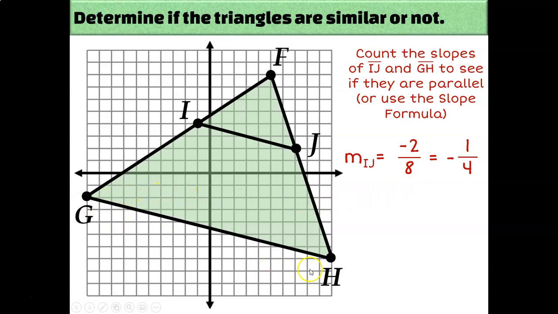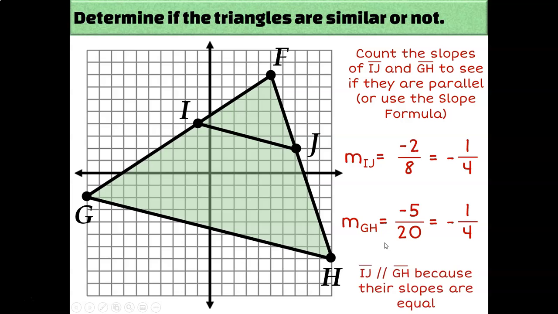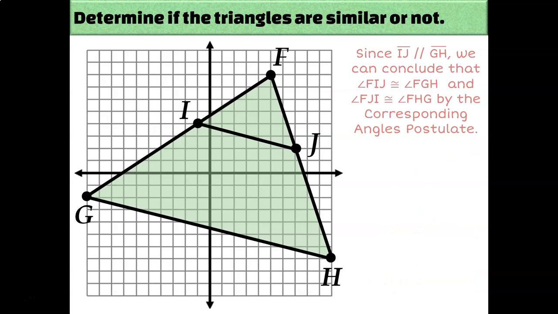Let's calculate the slope of GH. I go down 1, 2, 3, 4, 5, and I go to the right 20. And negative 5/20 also reduces to negative 1/4. So since the slopes of these two lines are equal, the lines must be parallel. And since the lines are parallel, we can conclude that angle FIJ, this angle right here, is congruent to angle FGH, or just angle G. This angle right here. These two angles are corresponding angles, which means they have to be congruent.